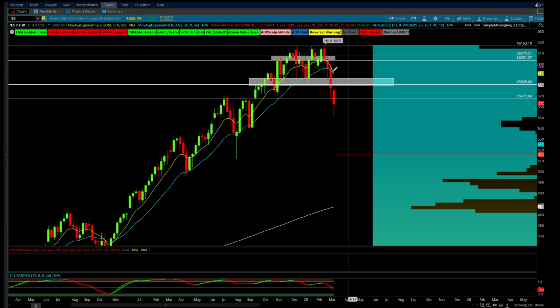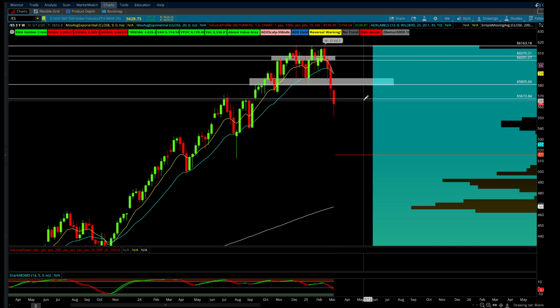And it'll be very interesting to see if we see these moving averages come right up into the supply zone, double confluence for a potential short trade there. So we'll have to see how that develops.